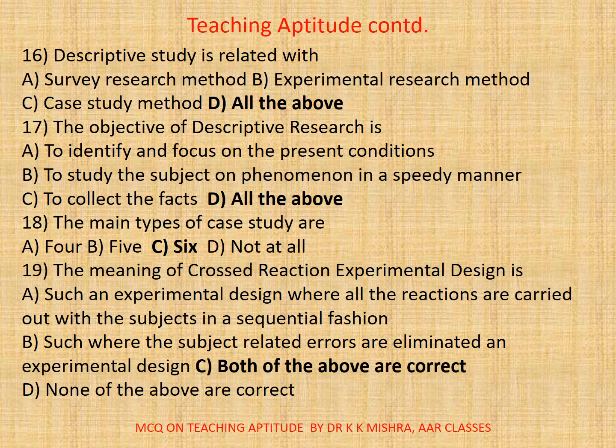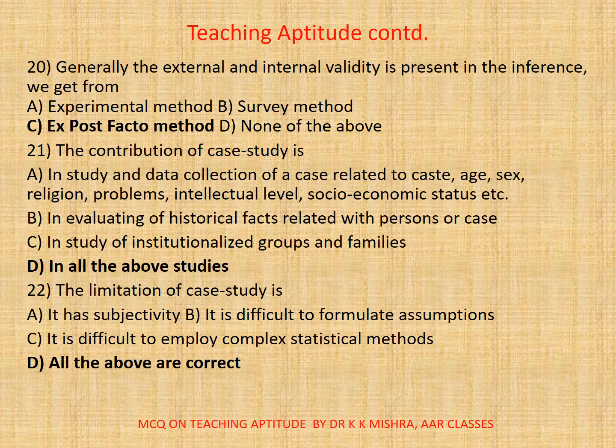Correct option is C. 19. The meaning of crossed reaction experimental design is A. Such an experimental design where all the reactions are carried out with the subjects in a sequential fashion. B. Such where the subject related errors are eliminated and experimental design. C. Both of the above are correct. The correct option is C. Both of the above are correct.